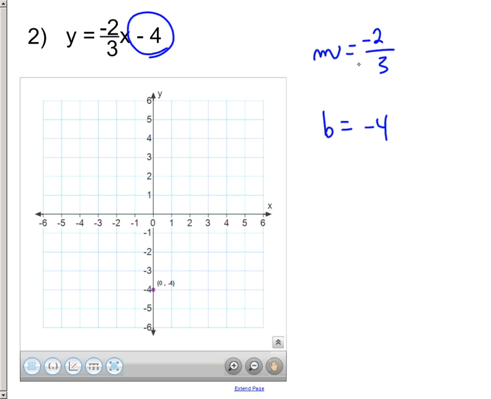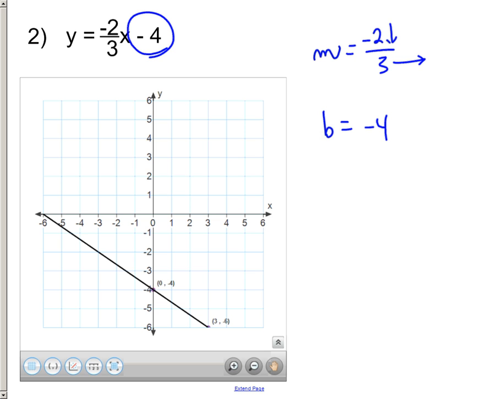And now we use our slope. This states that I should go down 2 and to the right 3. So I'm going to move down 2 and to the right 3. There's our line.